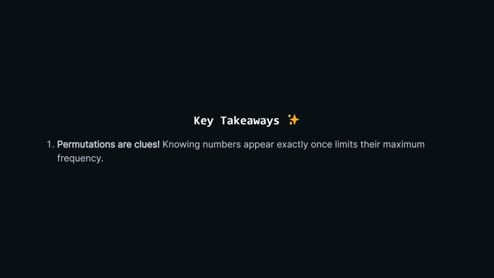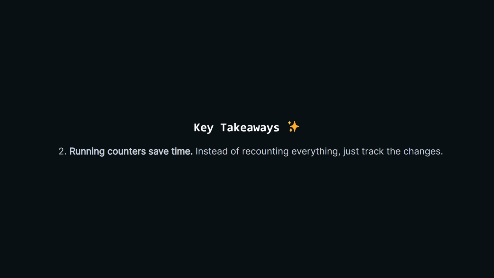The biggest takeaway from this problem is that whenever a problem mentions permutations, it's a massive hint that frequencies are strictly limited. Also, using a running counter to track state changes as we go is usually the key to turning a slow nested loop into a lightning-fast single pass.